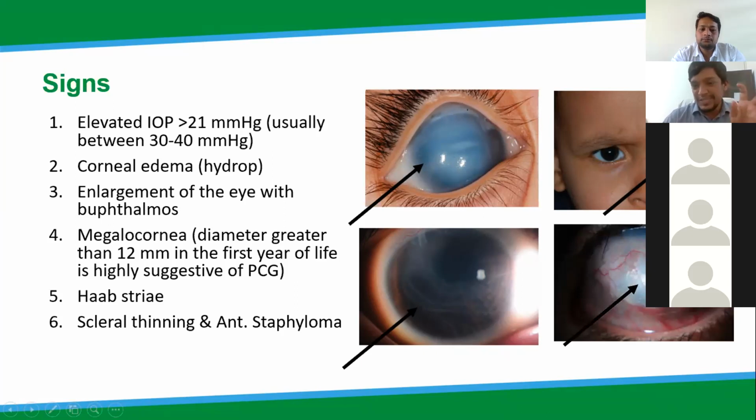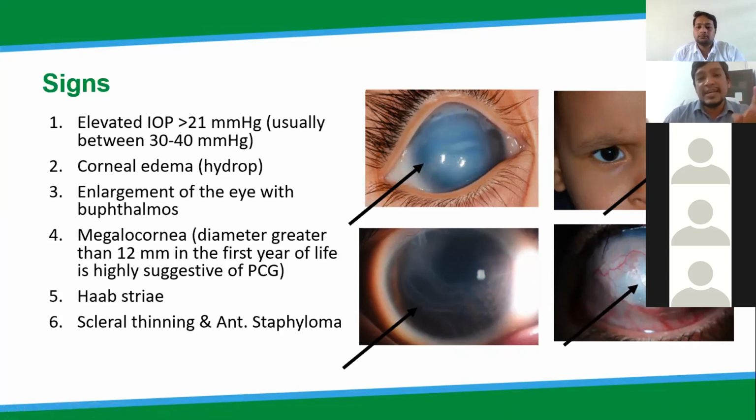And the last one is scleral thinning. You'll see a bluish sclera. Because of the high intraocular pressure, the sclera is stretched, and that gives a bluish color. In some parts, you will also see bulging of the sclera, which is called anterior staphyloma. So these are the signs.